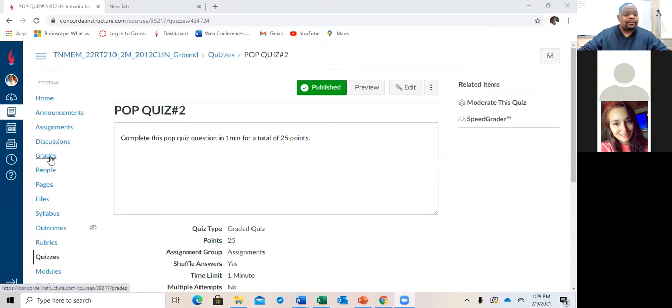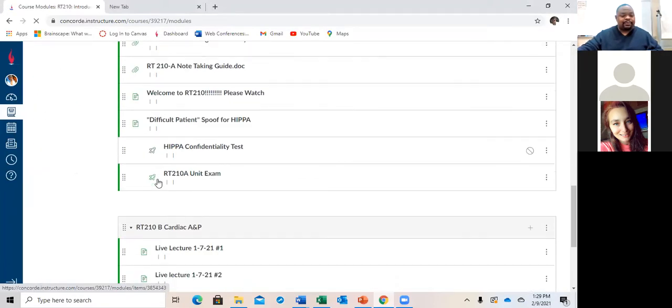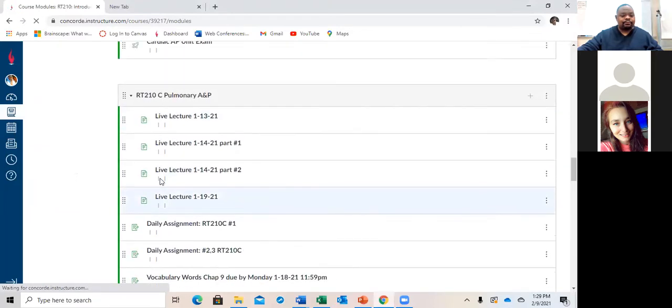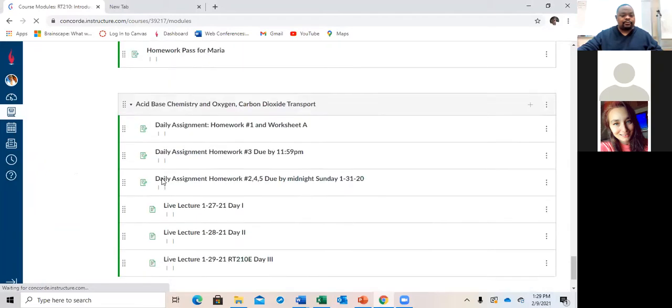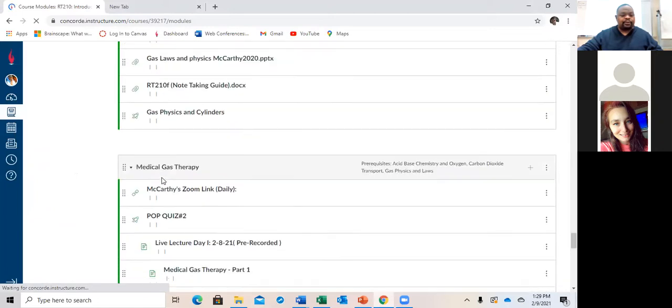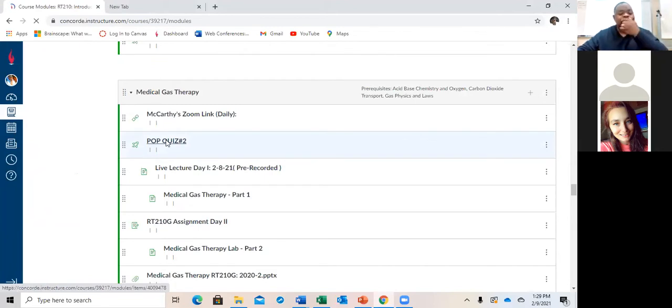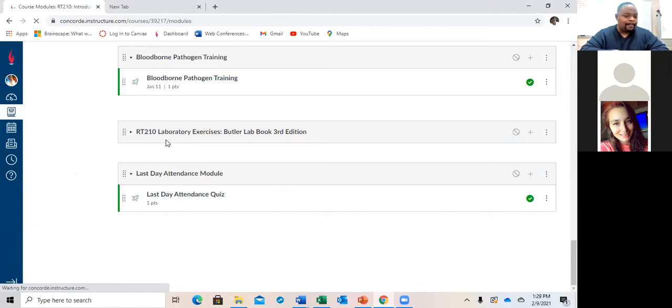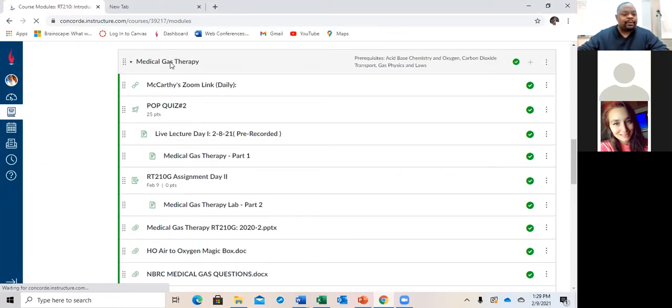But what I want you guys to do now is to go to the module, and it should be right up under the Zoom link. Go to where it says pop quiz number 2. You're in this module, medical gas therapy. So medical gas therapy right here, which says pop quiz number 2. I want you guys to hit it, and you have 1 minute to answer that question for your pop quiz for today. Click on pop quiz number 2 and answer the 1 question. After that, we'll go into the PowerPoint of low flow and high flow systems.